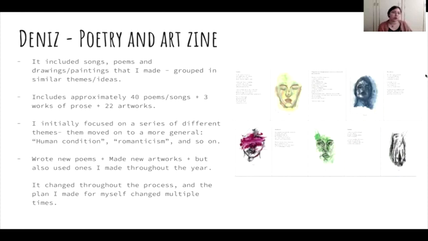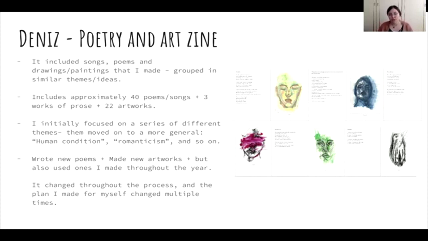So it included songs, poems, drawings, and paintings, like I mentioned. And I grouped them in similar themes, and it included approximately 40 poems and songs, 3 works of prose, and 22 artworks. I worked on different themes like the human condition, romanticism, and so on. And not only did I make new content, but I also used stuff that I made during the IB Diploma Program that was unrelated, but I thought that it fit in.